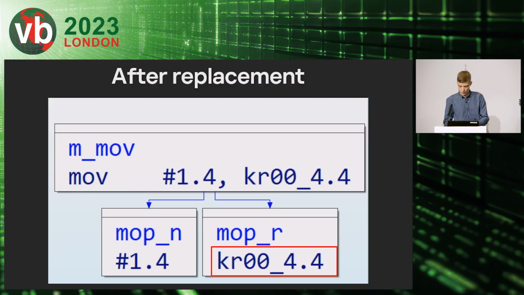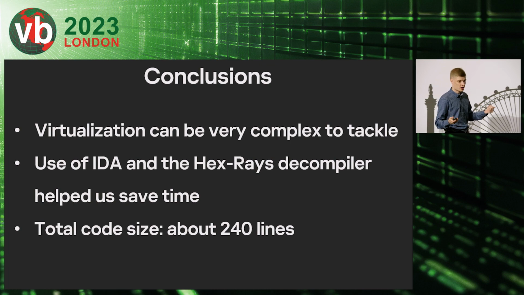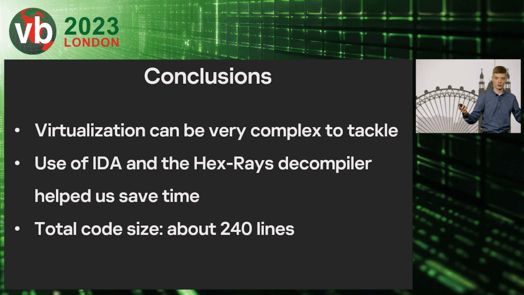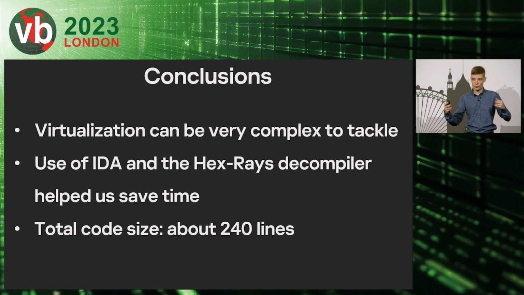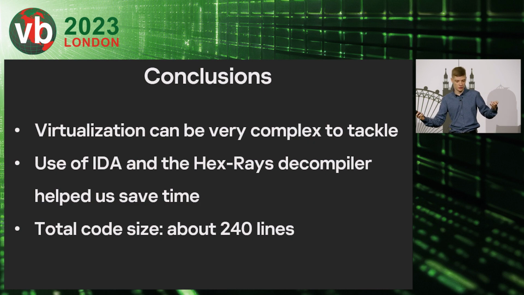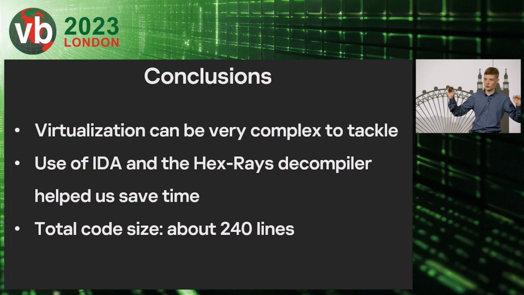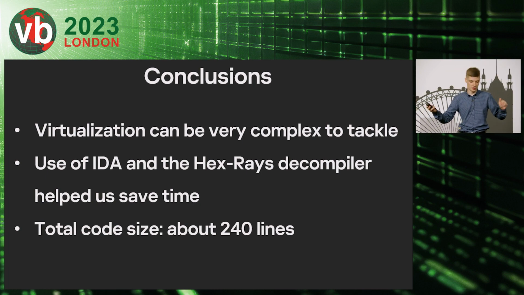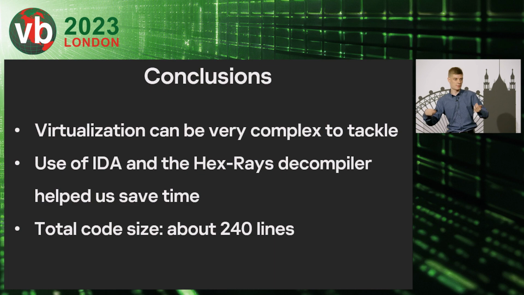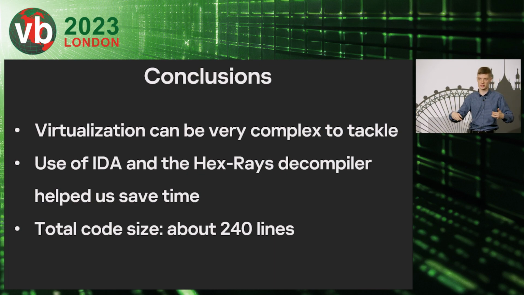Devirtualization is a very complex task to handle. And the two programs we used, IDA and the Hex-Rays Decompiler, contain a really good API. If you master it, then you'll be able to save a lot of time on writing frameworks. You can just use the API for interacting with the disassembly and the decompilation, and you'll be able to do whatever you want. And also note that the code is less than 250 lines long.